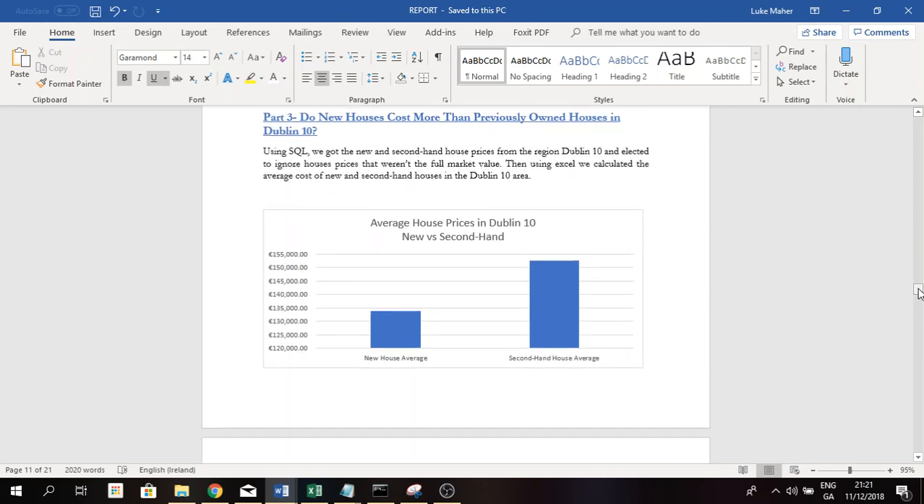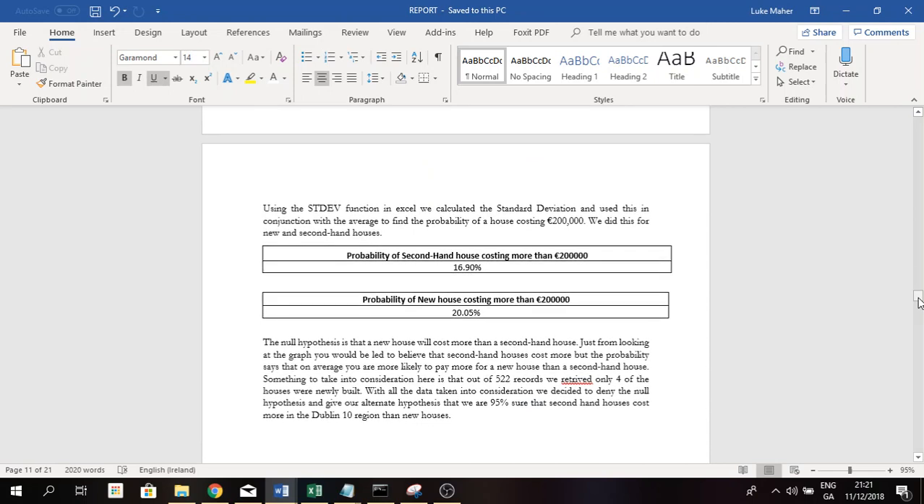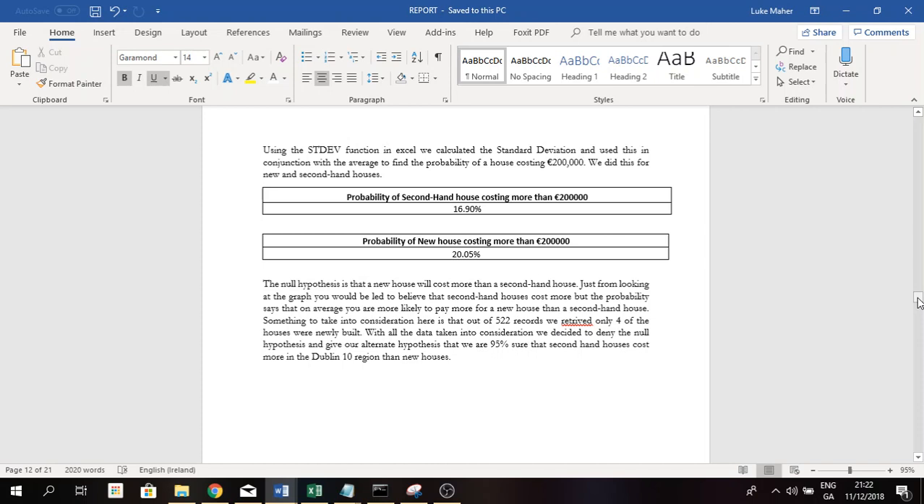You see from the graph here that the second-hand houses are more expensive, but when we did the probabilities we found that the percentage of houses costing more than €200,000 is larger for second-hand houses. So with all that in consideration, we decided that in the Dublin 10 region alone, second-hand houses do cost more, just because there's a lot more of them.